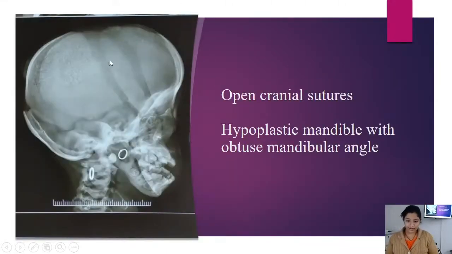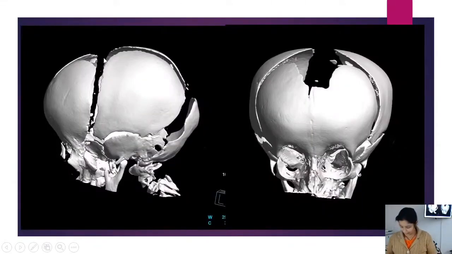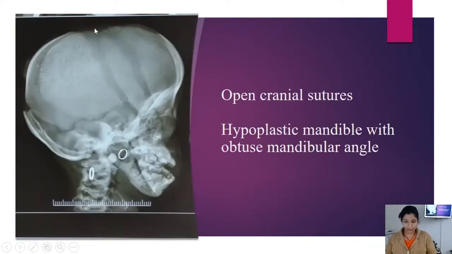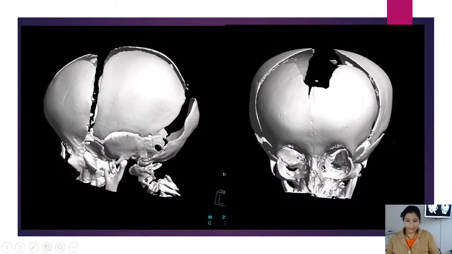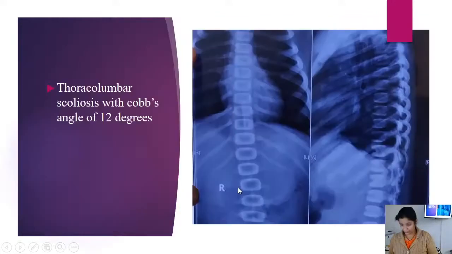In the lateral skull radiograph, we can see that the sutures are persistently wide open, and there are persistent Wormian bones, which are also seen in this radiograph. The mandible appears to be hypoplastic with an obtuse angle. The persistently open, widened sutures are further re-emphasized in these VRTs where the fontanelle is widely open, and there are multiple Wormian bones.